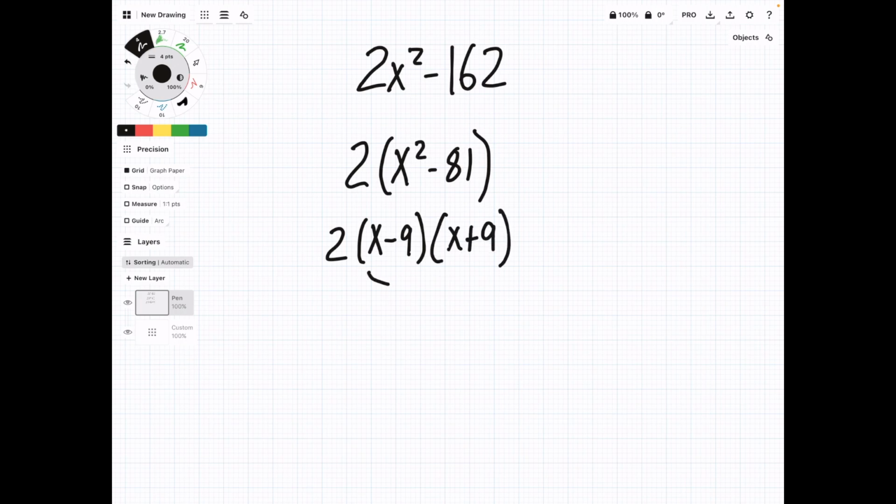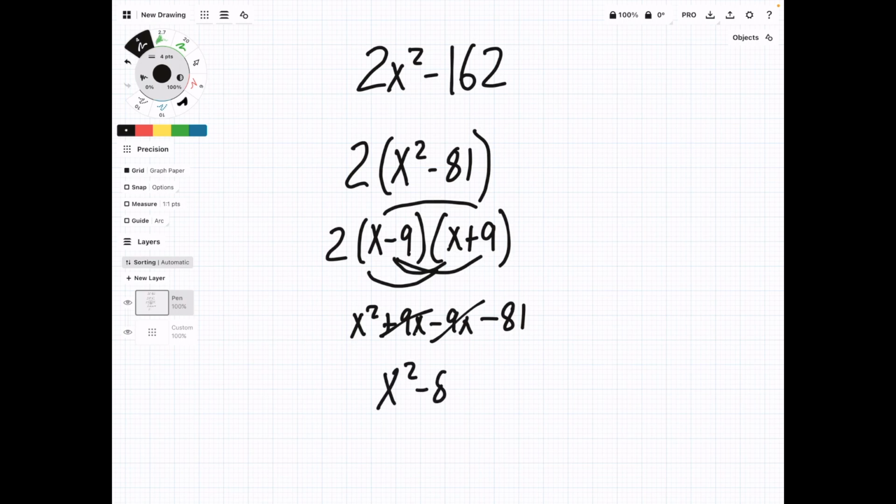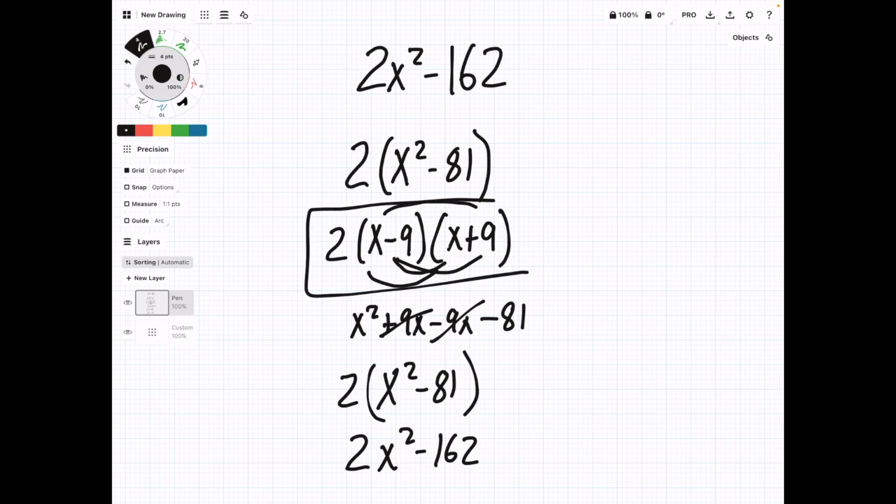And a quick check, we'll multiply it back out. We get x squared plus 9x minus 9x, and then minus 81. These cancel. We get x squared minus 81, and then we can multiply it all by 2 again. 2x squared minus 162. So our factored form looks like that.